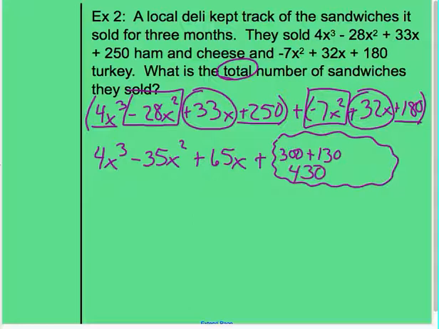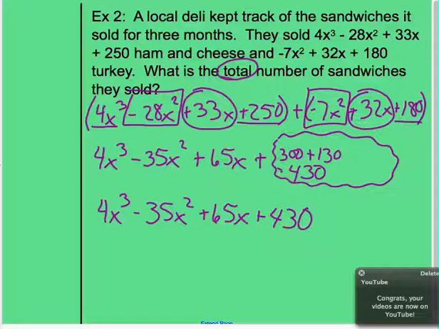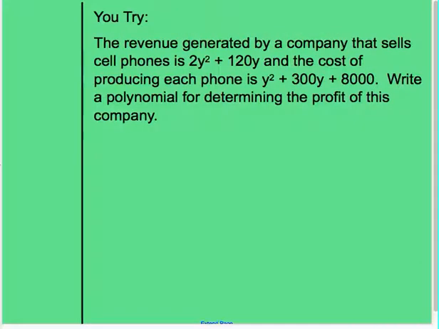So my final expression would be 4x cubed minus 35x squared plus 65x plus 430. All right, and here is the you try problem for class tomorrow.